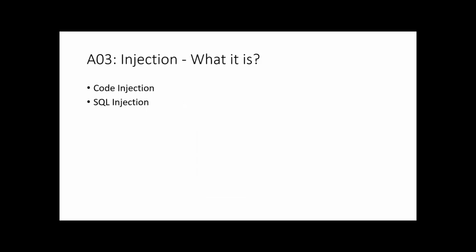So the third vulnerability is an important one, that is injection. And there are two kinds of injection. One is code injection. Number 2 is SQL injection. At this point, we are going to discuss SQL injection, and there is another point which we will discuss in the future slides, which is related to code injection.